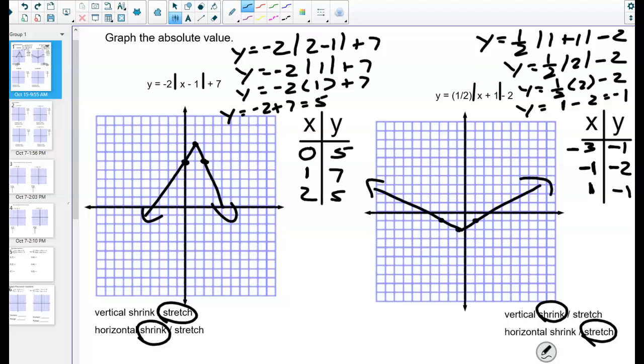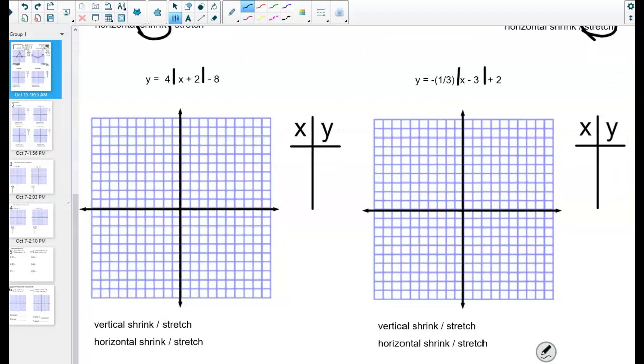And you can see it in the graph as well. This is narrower and goes down quicker. Vertical stretch, horizontal shrink. Here the graph opens up wider, but not nearly as quickly. So therefore that represents vertical shrink and horizontal stretch. Okay, same deal here.